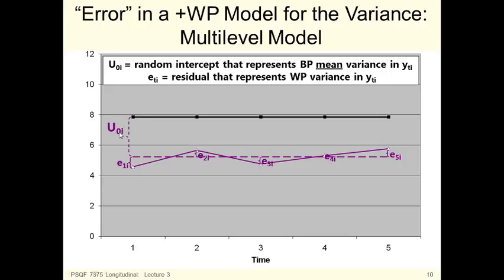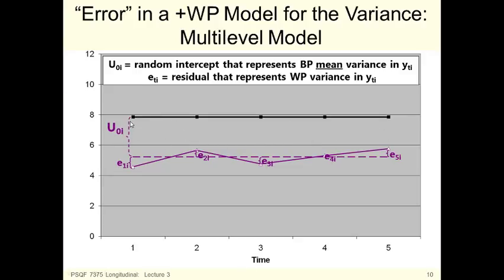U0I is a random intercept. So it's U0 because it goes along with the idea of beta 0, meaning the intercept, but we get the I subscript because each person gets their own. Each person gets a single U0 that runs throughout their data.